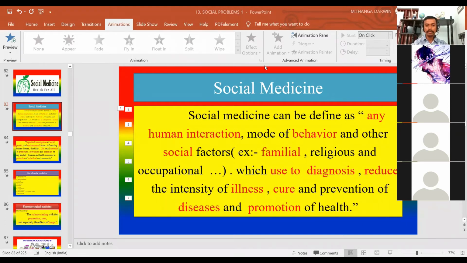Social medicine versus pharmacological medicine. The fact is that social medicine is sustainable, but pharmacological medicine can only cure, treat, and control biological factors, mainly neuroendocrine.